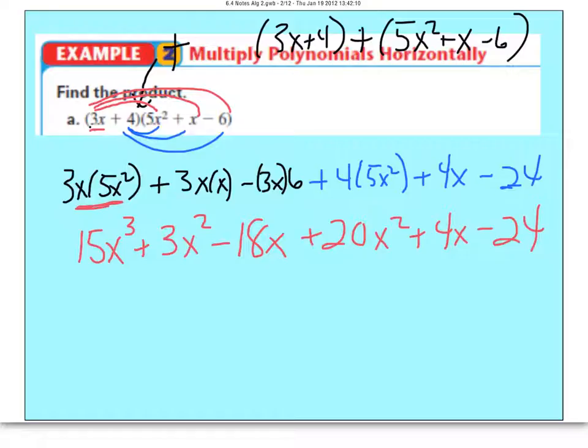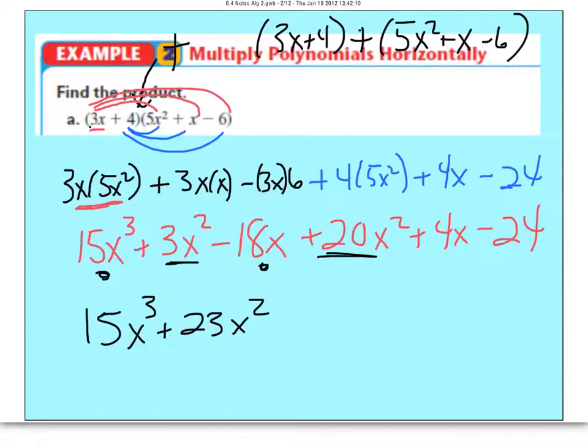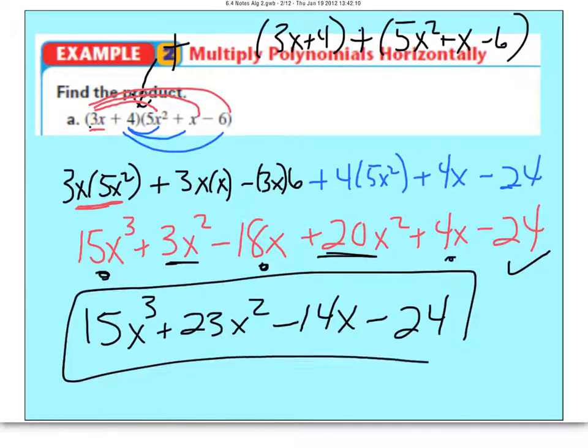We're going to put the final answer in standard format, so x cubed is first. There's only one of them. The squareds will match up. There's 3, there's 20, 23x squared. We have the x's next, negative 18 plus 4, negative 14x. And the last constant, we need to write negative 24. And that is our answer.